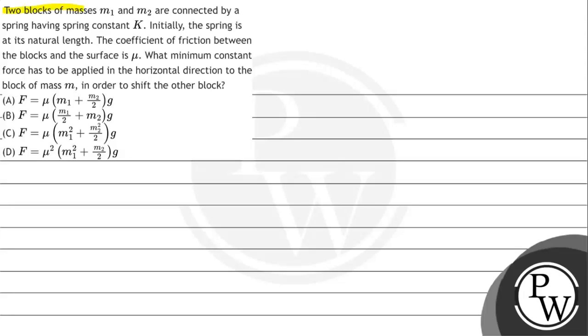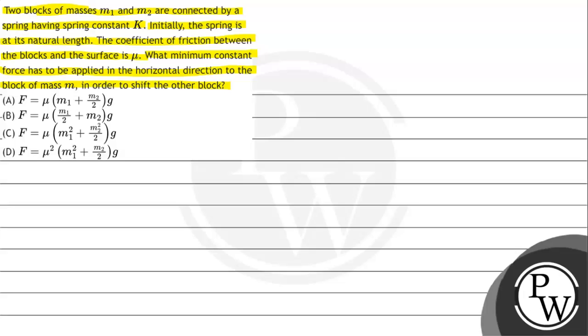The question says two blocks of mass m1 and m2 are connected by a spring having spring constant k. Initially, the spring is at its natural length. The coefficient of friction between the blocks and the surface is mu. What minimum constant force has to be applied in the horizontal direction to the block of mass m1 in order to shift the other block?